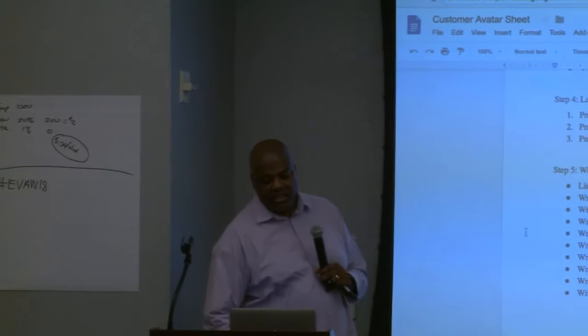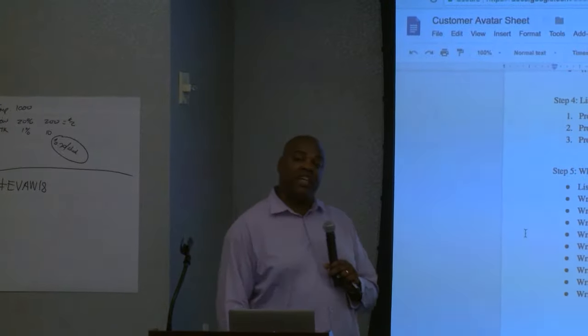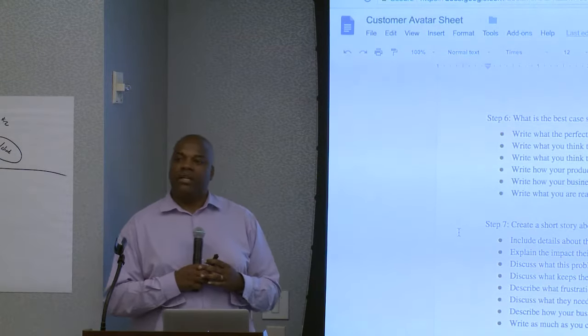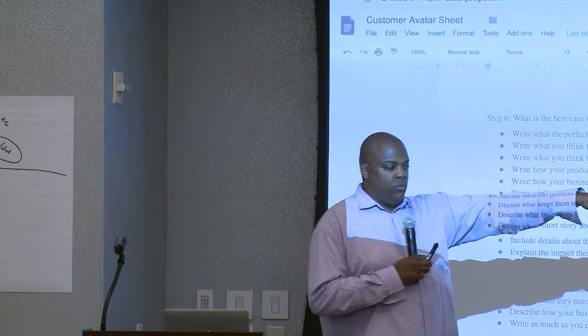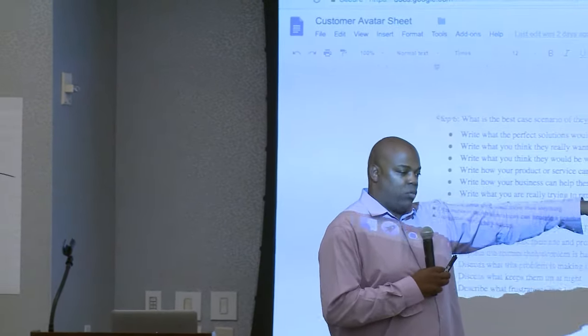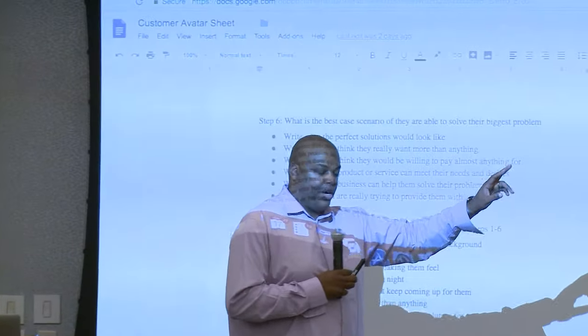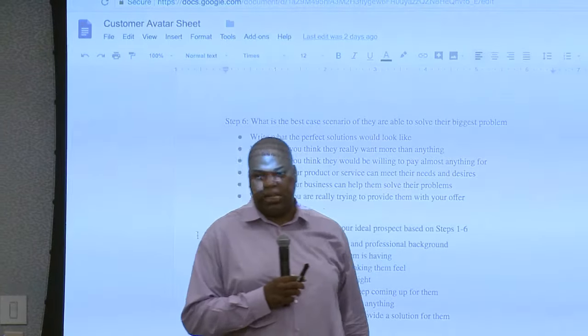Step 5 is then, what's the worst possible scenario if they don't solve their biggest problem? Because now these are all talking points that you can talk about in your story, right? And then step 6, what's their best case scenario if they solve that problem? Because now you can tie that into, well, when you use my whatever thing that I'm offering, now you can talk about what that best case scenario looks like.